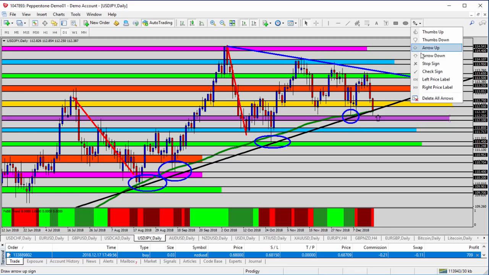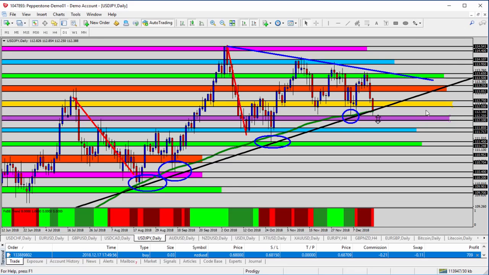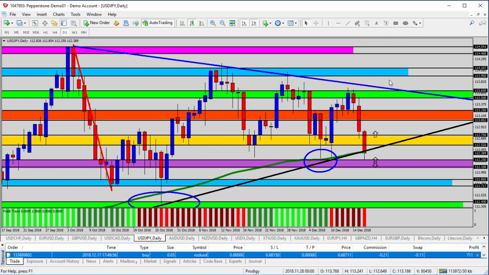Buying may become an opportunity if we start to see the buyers come back in on the US dollar. That may become an opportunity, especially I think probably if it gets back above the yellow zone, 112.75, 112.50. If we were able to get back above there, take a look. Let's zoom it back in.